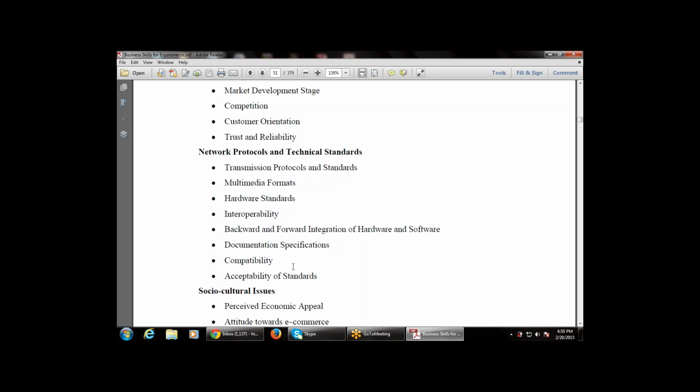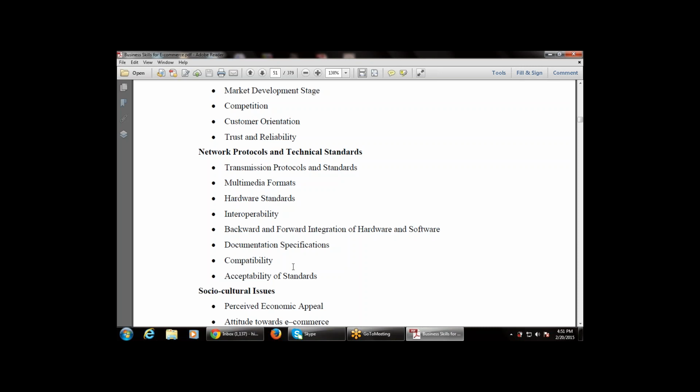Then multimedia format. There should be a proper, unique multimedia format used for the protocols and technical standards, for example mp3, jpg, png. When using e-commerce, various multimedia formats are applicable. What are the multimedia formats? Like mp3 or mpeg, and jpeg. MPEG is Moving Picture Experts Group, and JPEG is Joint Photographic Experts Group. So there is a unique multimedia format used for e-commerce.